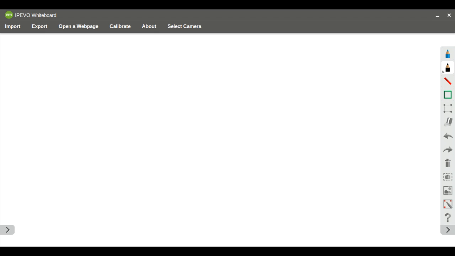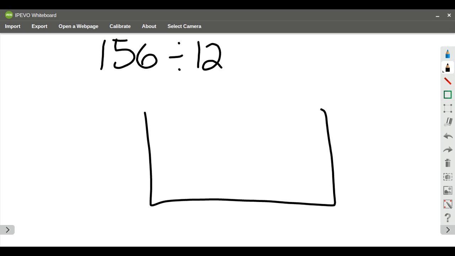So let's take a look. I'm going to jump over to number 3 and I'm going to use the model. So I have 156 and I'm going to divide that by 12. So I go ahead and I build my area model. And so when I build my area model, again, this side's going to represent my tens place value. This is going to represent my ones place value.